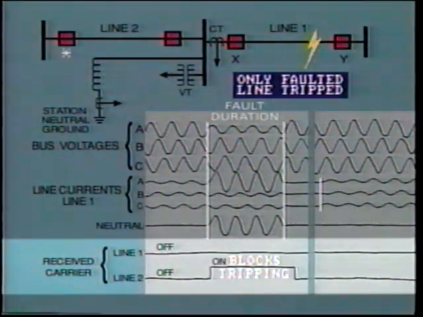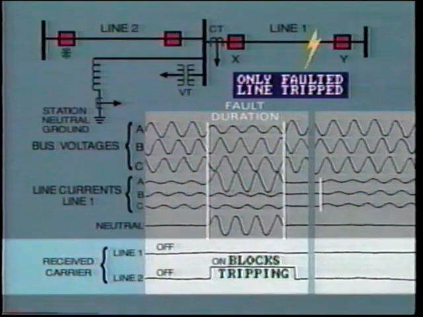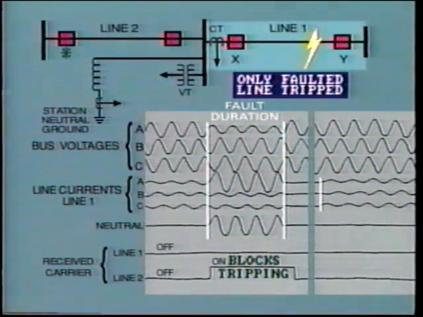The unfaulted line 2 breaker receives a blocking signal, while the faulted line 1 breakers receive no signal. This allows line 1 breakers to trip at high speed and clear the fault. This example has demonstrated a case where the protection system worked exactly as we expected. The role of the oscillograms was to confirm this fact.